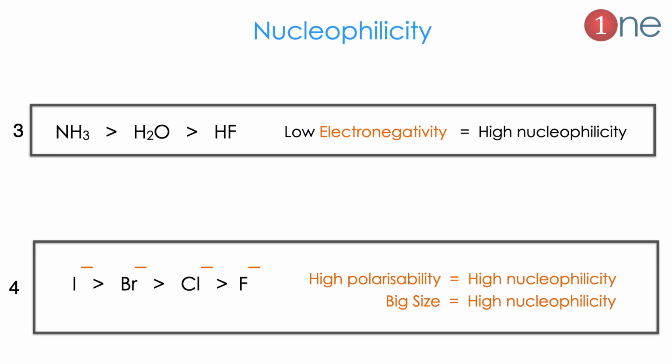Then the bigger molecule has better nucleophilicity because of its polarizability. Polarizing means you are just dispersing the charge around. So iodine can polarize much better than fluorine. That's why iodine is a better nucleophile.